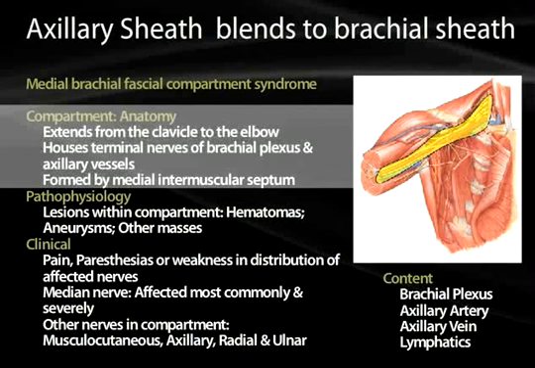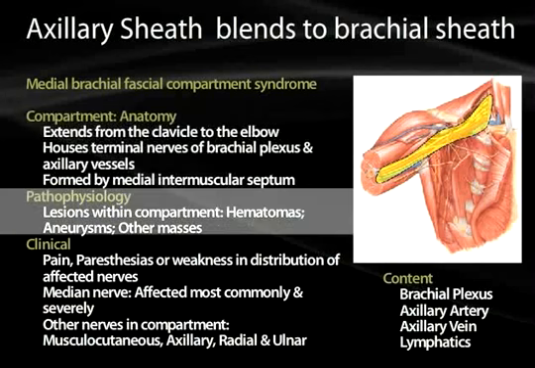So if we look at the compartments of this axillary sheath, it extends from the clavicle to the elbow. It has the terminal branches of the brachial plexus and the axillary vessels which become brachial vessels, and it's formed by the medial intermuscular septum. The contents in here will be the brachial plexus, axillary artery, axillary vein, and the axillary lymphatics.